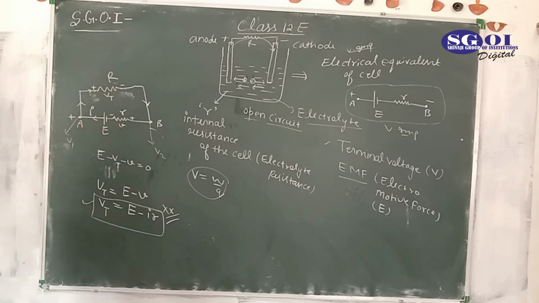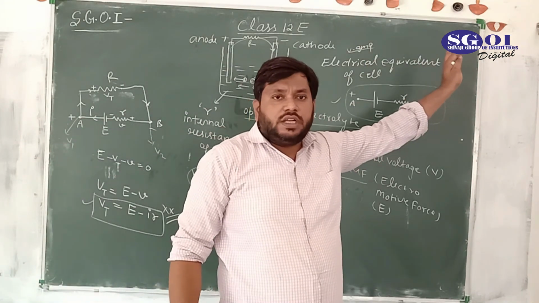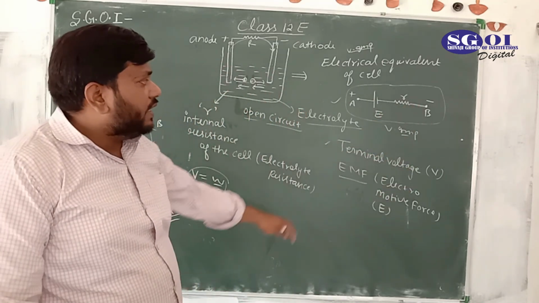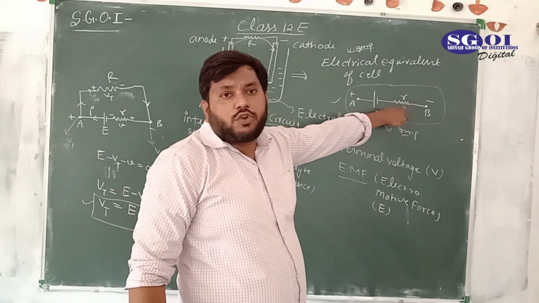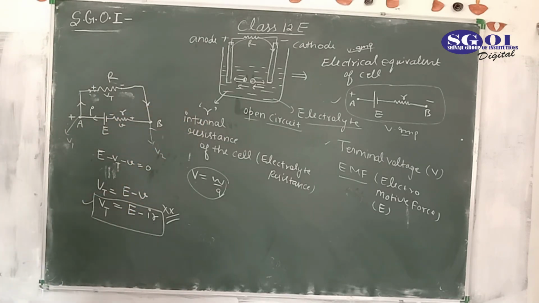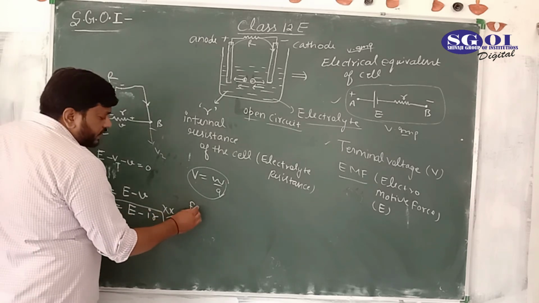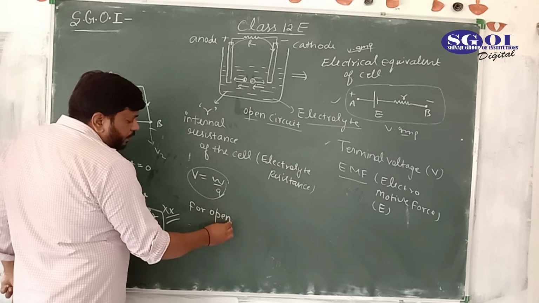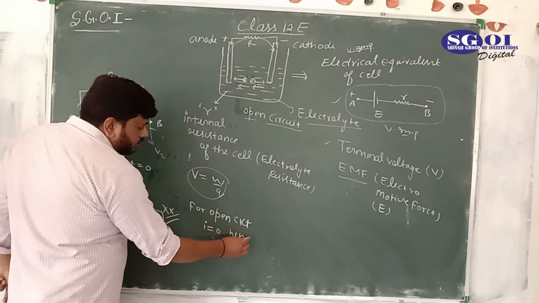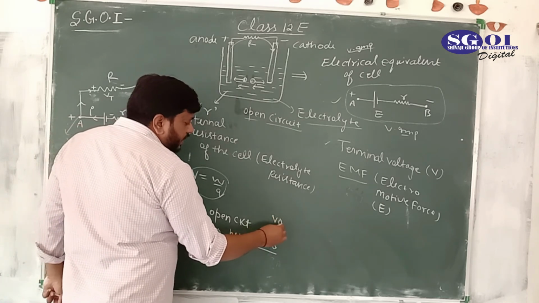And suppose it is open. If it is an open circuit, we have not connected any circuit outside. In that case, is current flowing? No. There will be no current, and if there is no current, there will be no potential drop across this resistance, so small v will be 0. If the circuit is not closed, the current will be 0, which means VT equals E. For an open circuit, I equals 0, hence small v equals 0. Small v is the voltage drop across the cell.